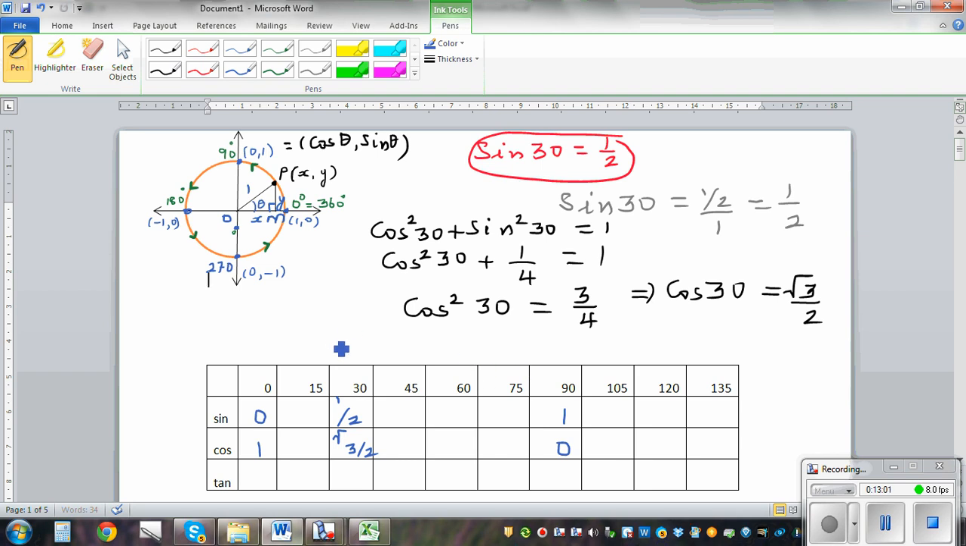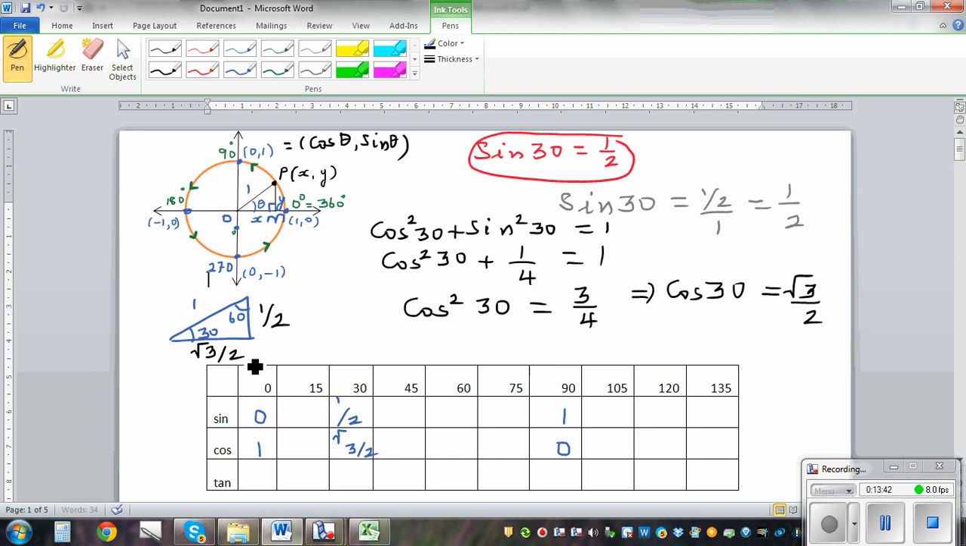Now we have already proved this, so let's use the same 30-60 triangle. This is 30 degrees, and this is 60 degrees. Sine 30 is half, so if this is 1, this is 2. Sorry, if this is 1, this is going to be half. And we have proved that if this is cos 30, it is root 3 over 2.